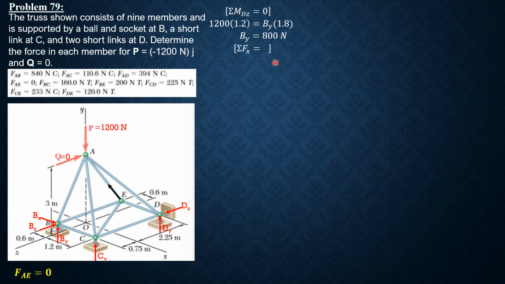Summation of forces along X equals 0. Since there's no other load in the X direction, we conclude that Bx is 0.